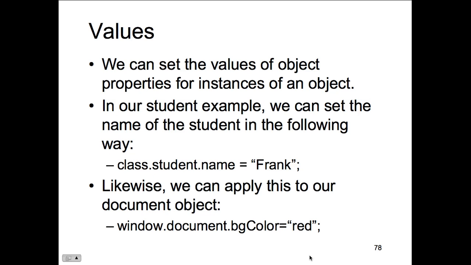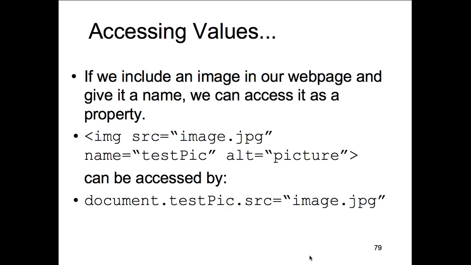So here we have values that we can assign to the properties. You can set the value of the object property for the instances of the objects. So in our student example, we can set the name of the student: class.student.name is equal to Frank. Likewise, we can apply this to our document: window.document.bgColor is equal to red. So we can set that.